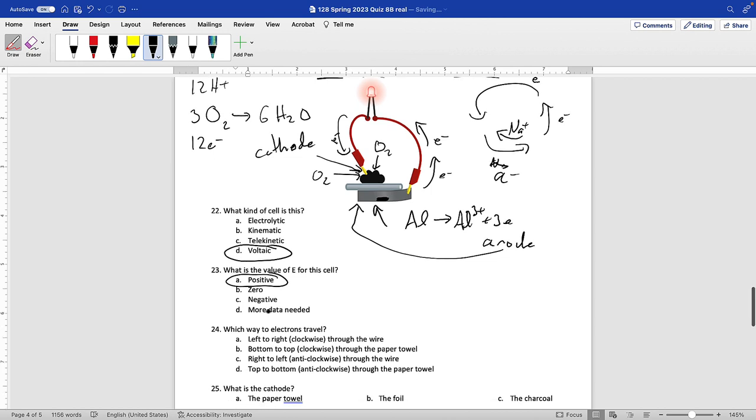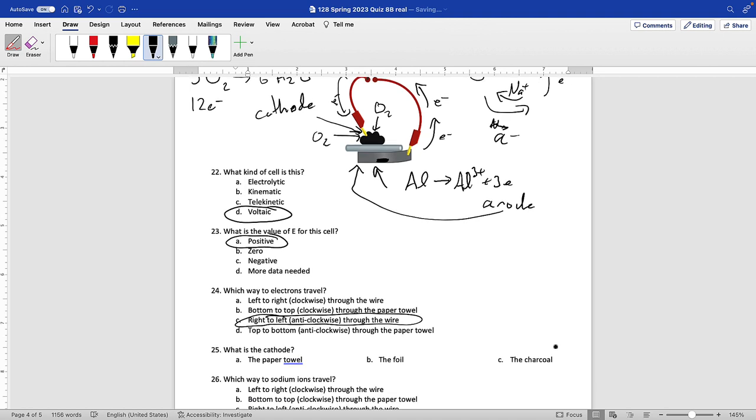Which way do the electrons travel? The question is, do the electrons go through the wire or do they go through the salt bridge? We know electrons are going to go through a conductive object like a wire, but which direction? We already showed that it's going anticlockwise. So we've got that as going from the right side to the left-hand side, through the wire.